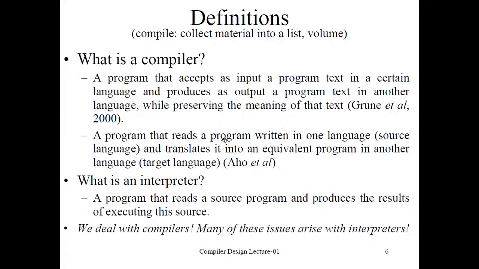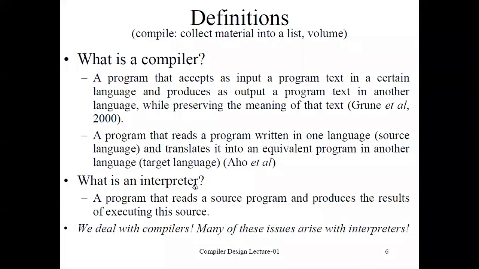A program that reads a program written in one language. Whatever the input language, that language is called the source language, and it translates it into an equivalent program in another language, which is called the target language. The two terms you have to remember: what is the source language, and what is the target language? So this is the definition of a compiler according to the two authors.